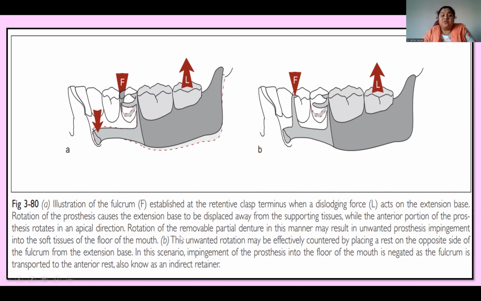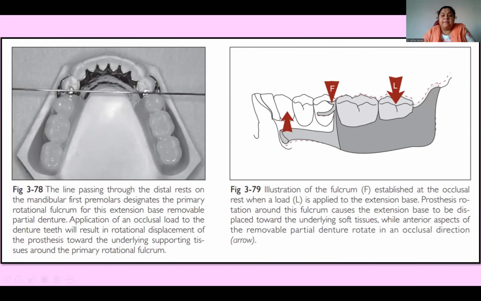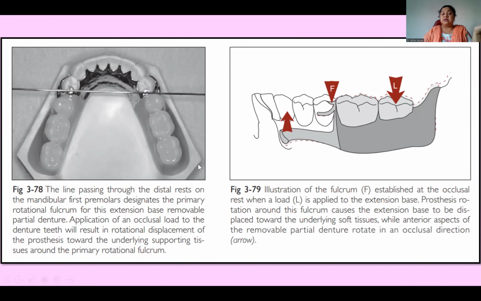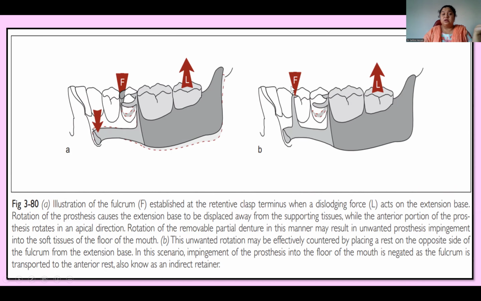So what happens? Rotation of the removable partial denture may result in unwanted prosthesis impingement into the soft tissues of the floor of the mouth. This rotation may be effectively countered by placing a rest on the opposite side of the fulcrum from the extension base. So you see this arrow, there's nothing. Now what we have done here is placed one more rest. That is the planning and designing. We got to see in this how the fulcrum is acting. This obviously will rotate and cause impingement. But if we place one more rest, and the fulcrum also changes, then there will be no impingement.